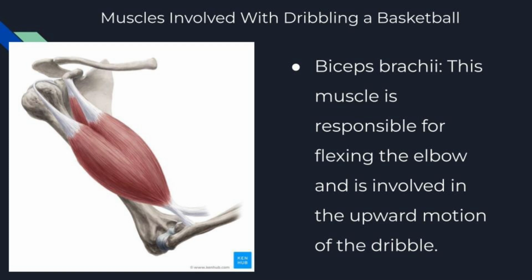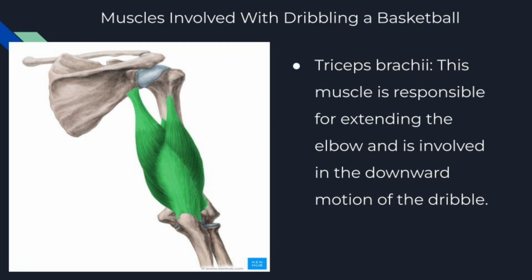This muscle is responsible for flexing the elbow, and it's involved in the upward motion of the dribble. So when you pull the ball back up, I have a video attached where I just dribble a basketball a couple times. When you see that, I'll really break down what's happening because you might not understand the upward motion and the downward motion of the dribble. But I'll point that out when we get to that video. But the biceps brachii is what's helping the upward motion of the dribble when you bring the ball up before you push it back down.